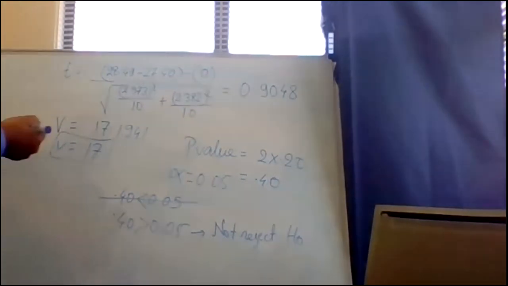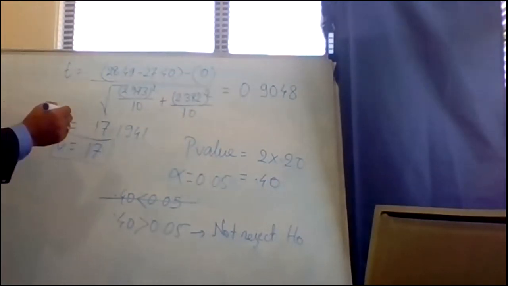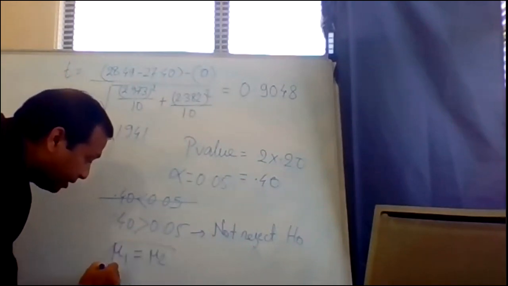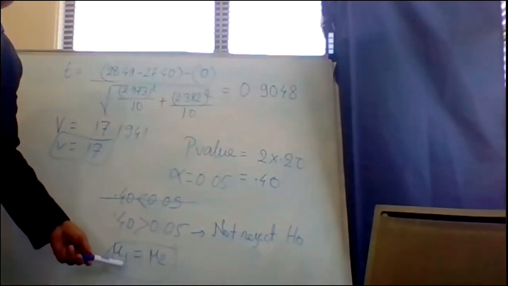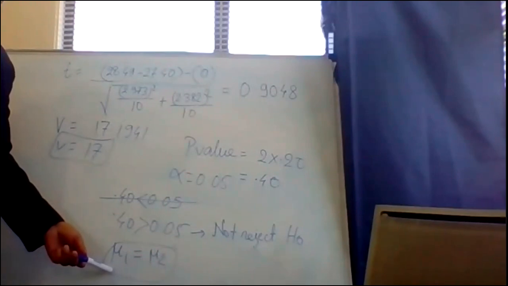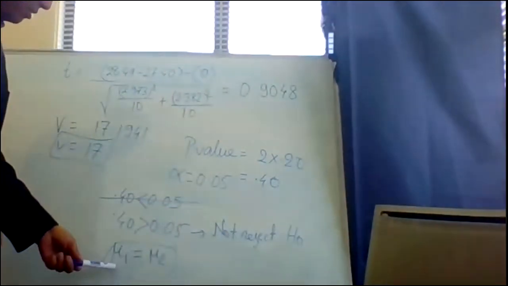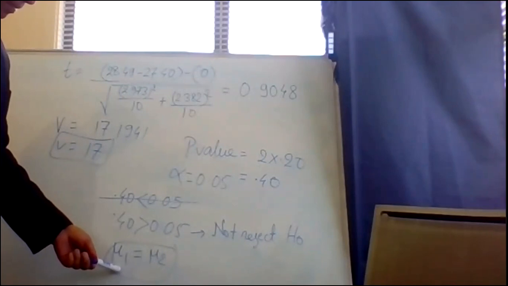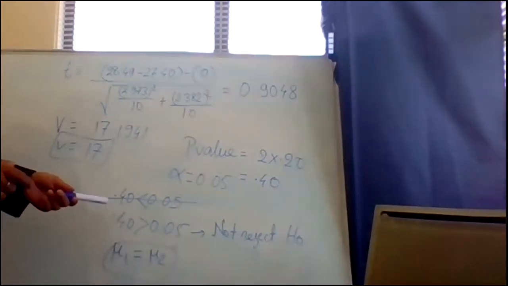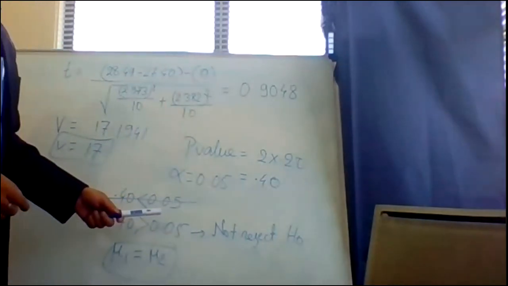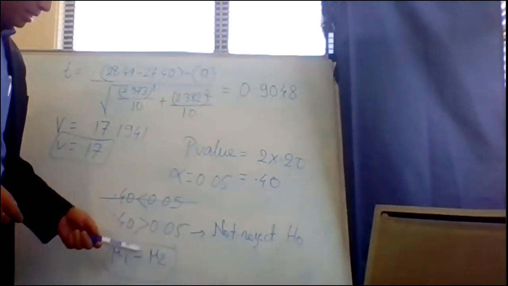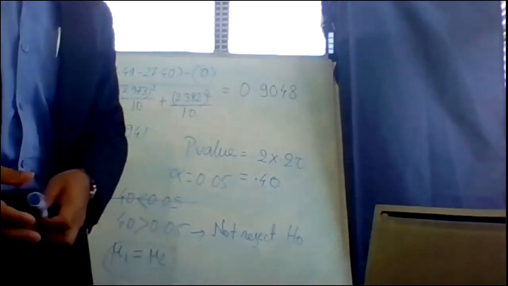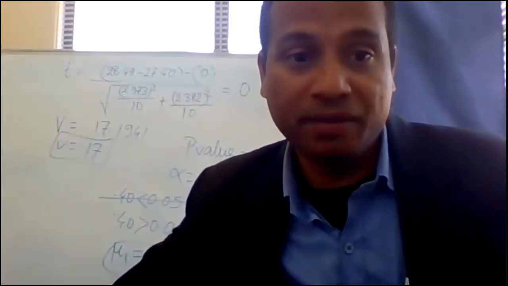If we are not rejecting H0, what is that H0? H0 is mu1 equal to mu2. So how could you interpret this? We are not rejecting the null hypothesis, which means we have no evidence for saying the mean values are different. That was our null hypothesis. So the mean value of the BMI for both groups before the treatment is the same, because we are not rejecting the null hypothesis. And that is the conclusion you have made.